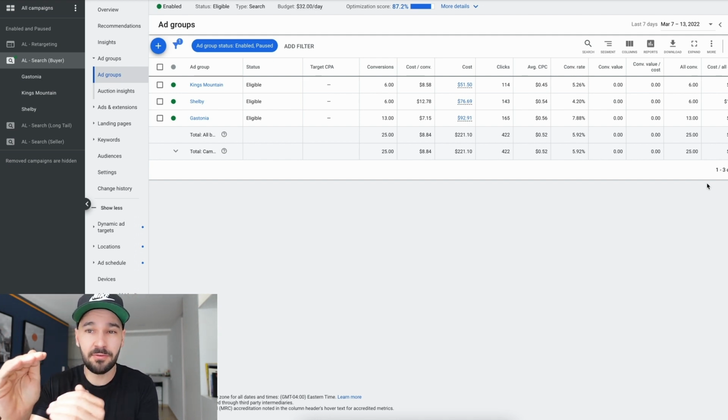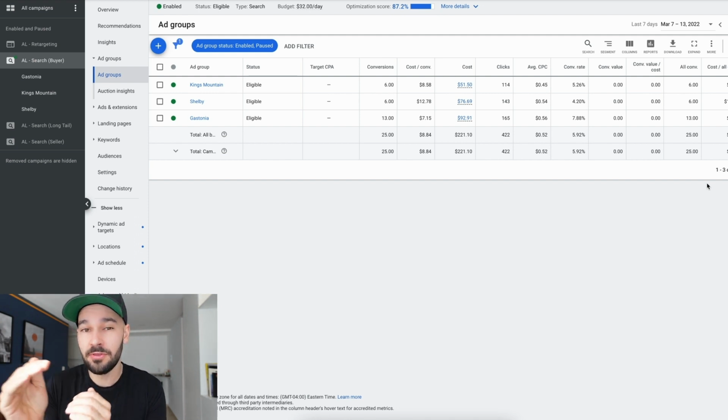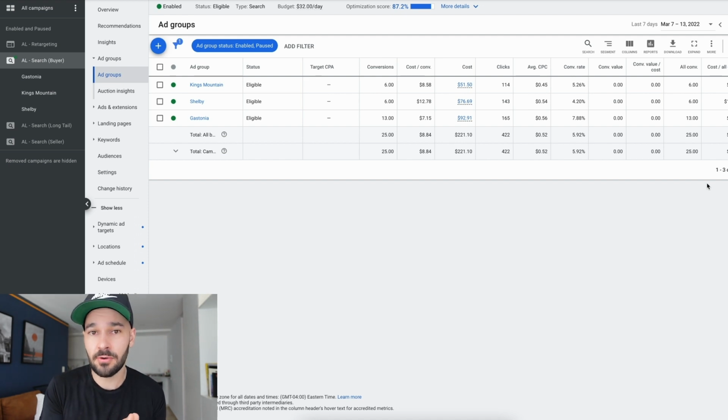So if you really want to focus on 3 areas or 2 areas, it's better to just keep your budget within those 2 areas. But I'd recommend doing at least 3. 3 is usually a good number. Anything more than that can be really good as well. But part of the optimization process is figuring out which ad groups or areas work best.